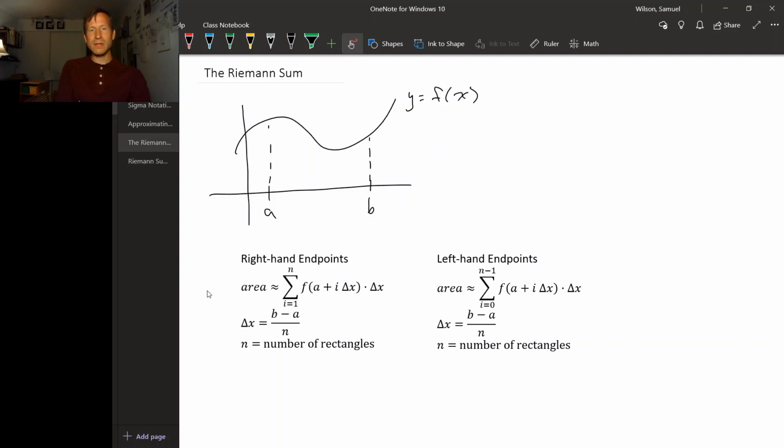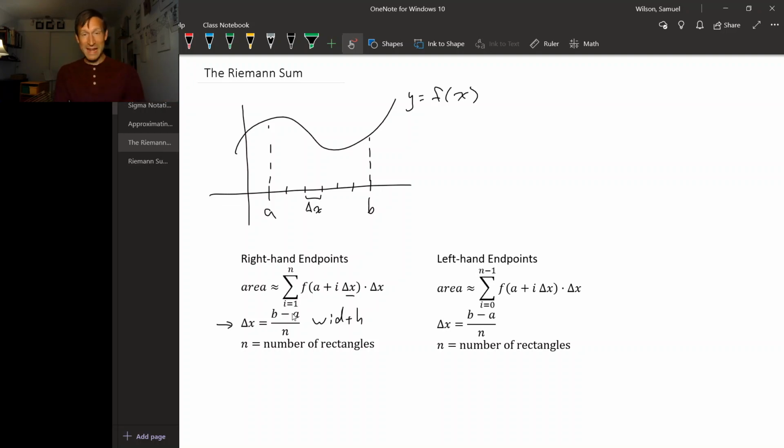So we wrote out the Riemann sum for right-hand endpoints. That's the sum of f of a plus i delta x, times delta x, from 1 to n. Here I'm using delta x just as an abbreviation for the width of one of these rectangles, which was b minus a over the number of rectangles, n. So wherever you see delta x, just think of the width of one of these rectangles. Right here, that's delta x. And they all have the same width.